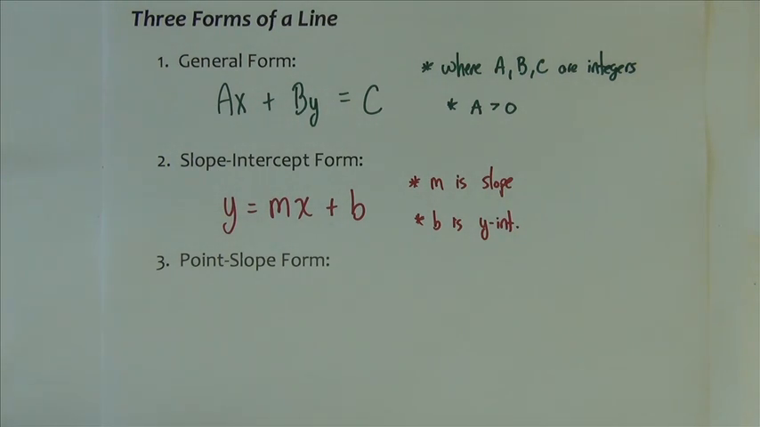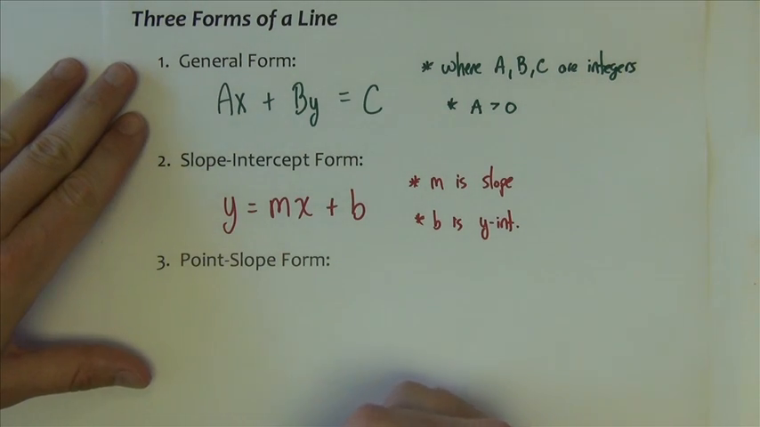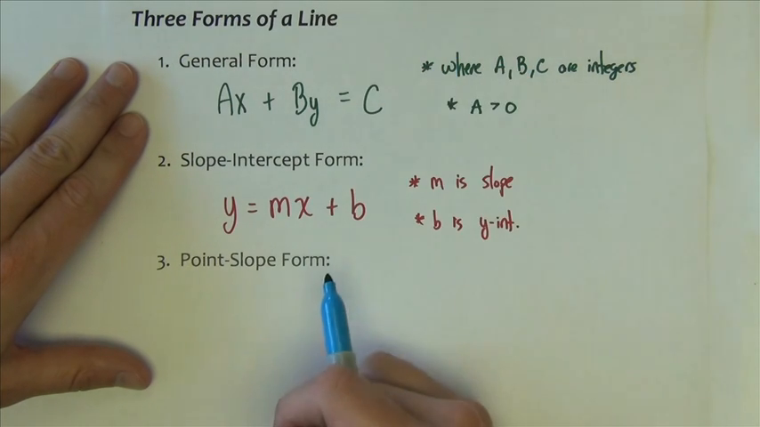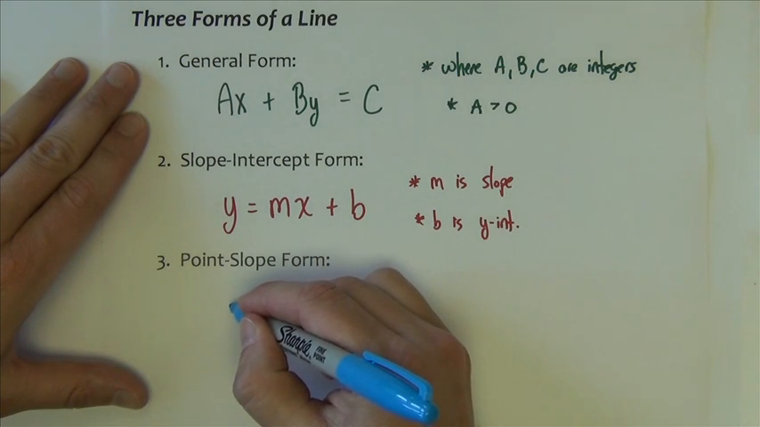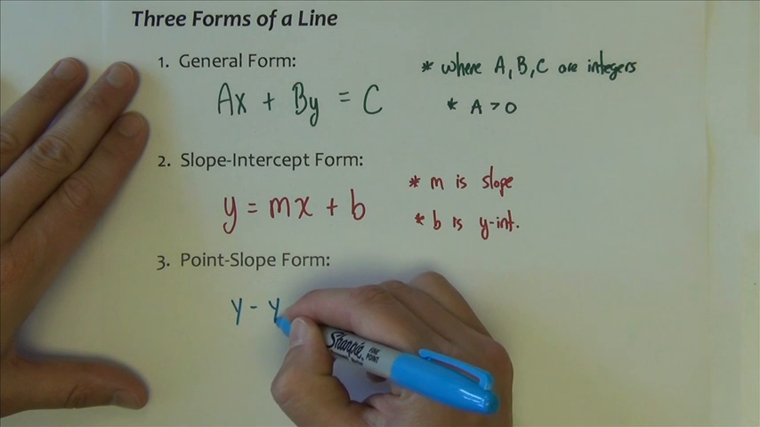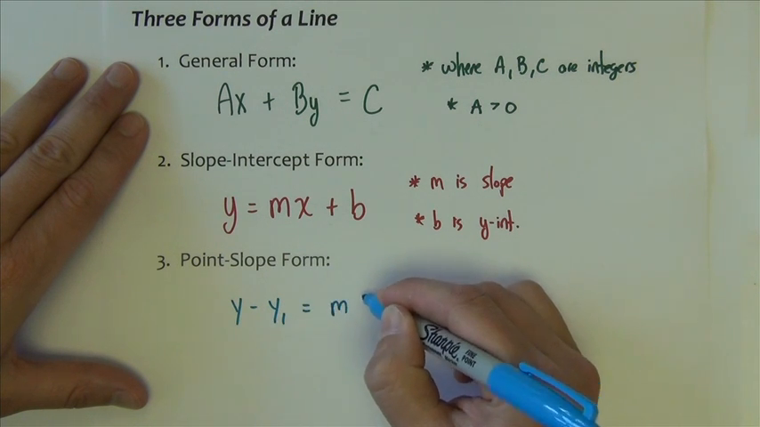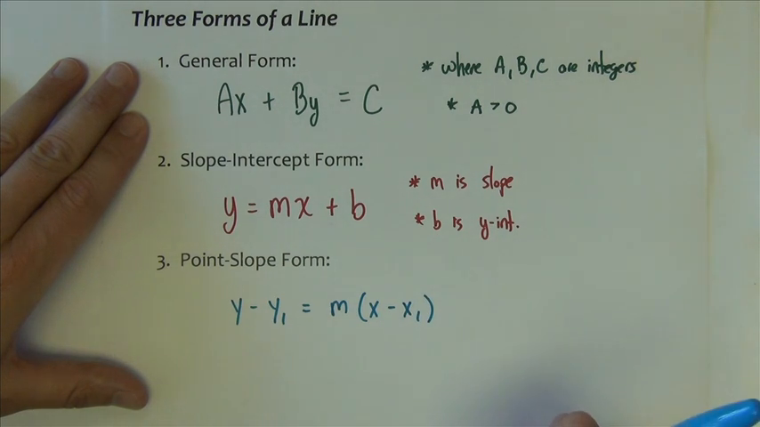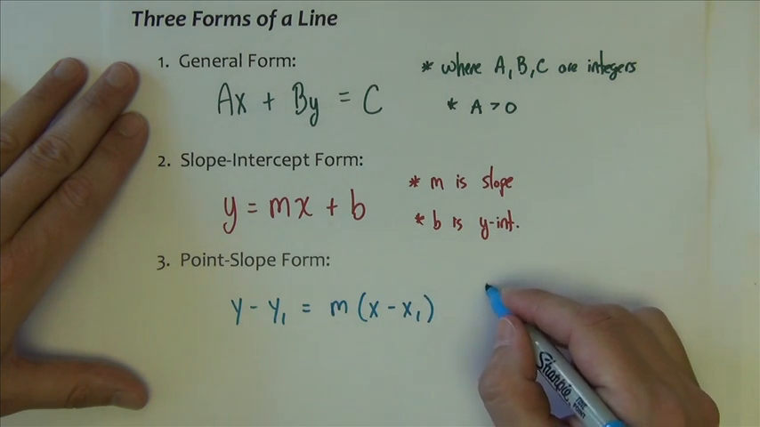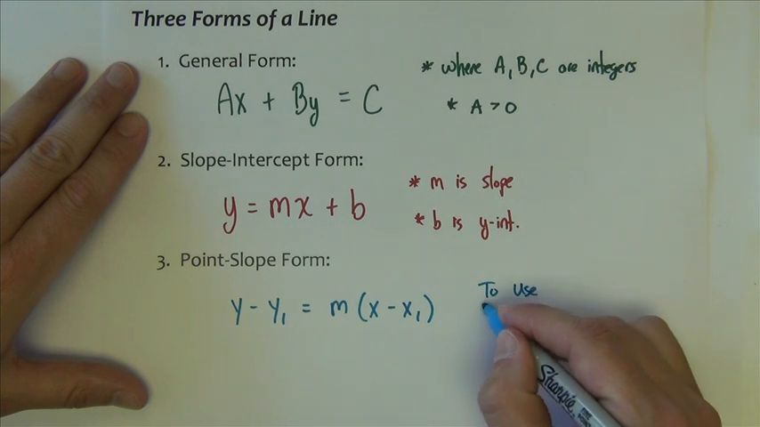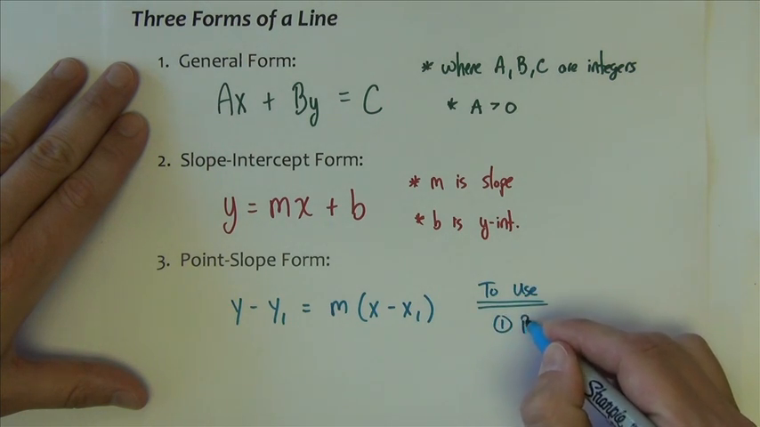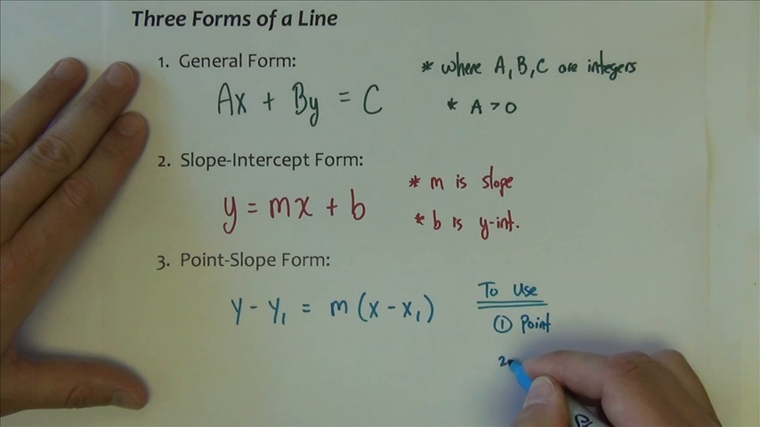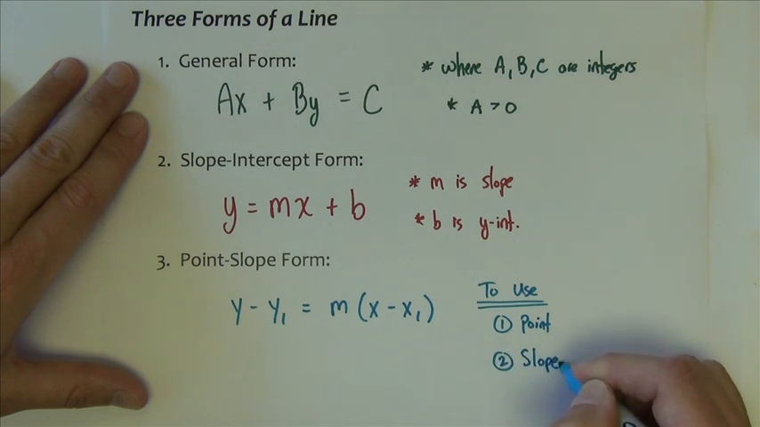The final one, point slope, is typically the equation that you use when given information to get to one of these two. Point slope is y minus y1 equals m times x minus x1. To use this equation, you need 2 things. You need a point and you need a slope, hence the name point slope.